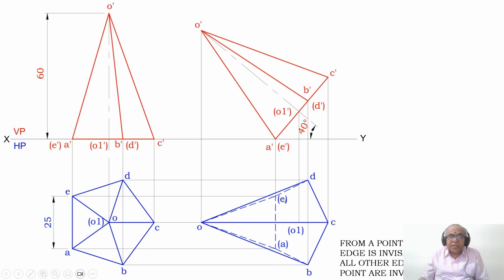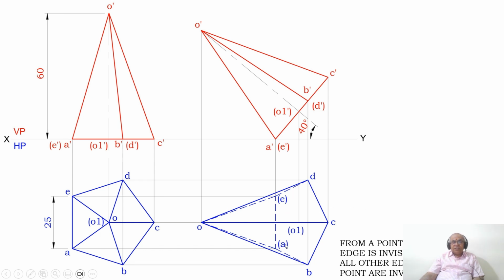Similarly, when you consider the point E, from this point E you have EA, which is the edge that is invisible. From E, you have two more edges: one is O to E and the other one is D to E. Since if one of the edges becomes invisible, automatically all other edges from that point become invisible, therefore E to D will be a dotted line and O to E will also be a dotted line.